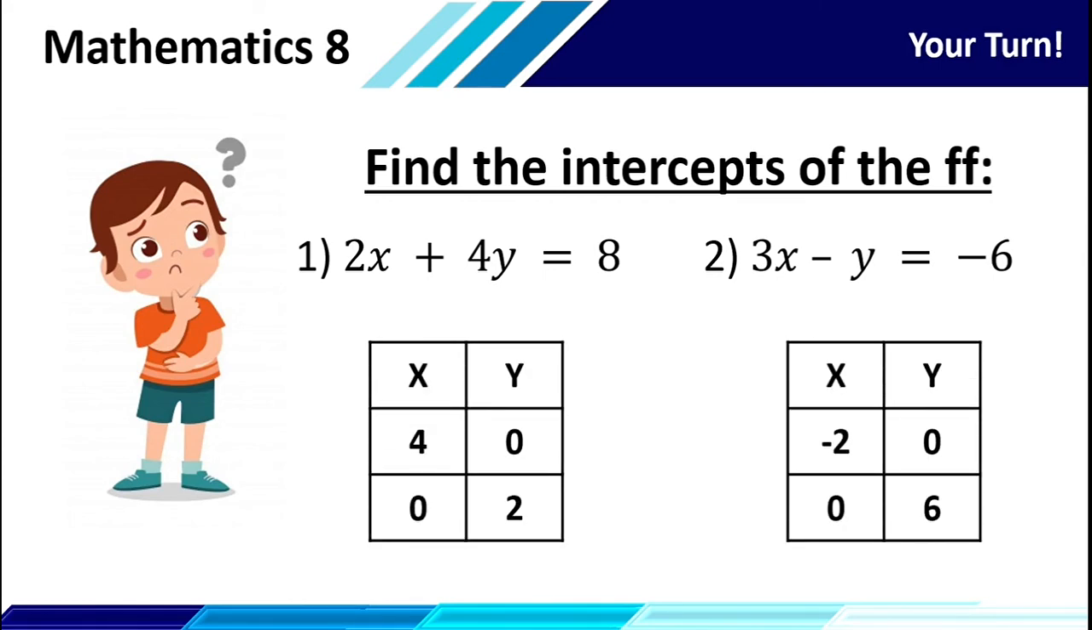Here are the answers from our previous exercises. The x-intercept for number 1 is (4, 0), and the y-intercept is (0, positive 2). For number 2, we have the x-intercept (negative 2, 0), and we have the y-intercept (0, positive 6). If you got it right, congratulations! Very good! That's all for today.